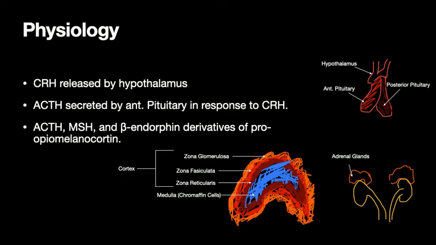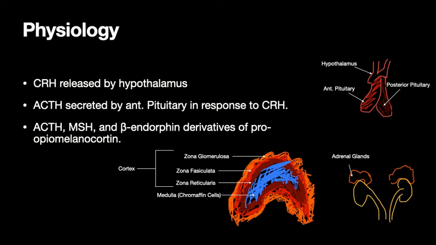In this video, we'll be going over adrenal pathology. To understand adrenal pathology, we first have to understand the physiology. The hypothalamus is the control center which regulates a lot of the body's hormones. One such hormone is corticotropin releasing hormone. The corticotropin releasing hormone is released by the hypothalamus into the hypophyseal portal system.